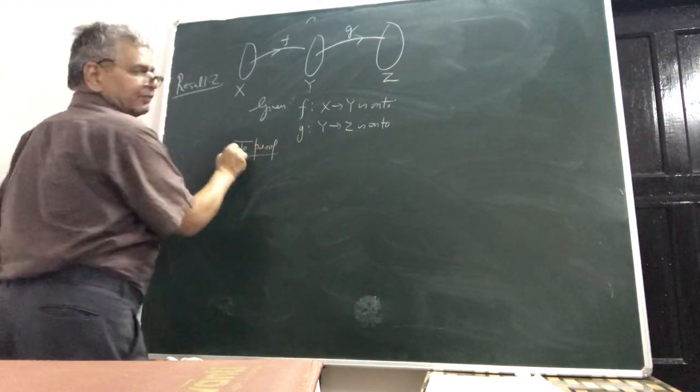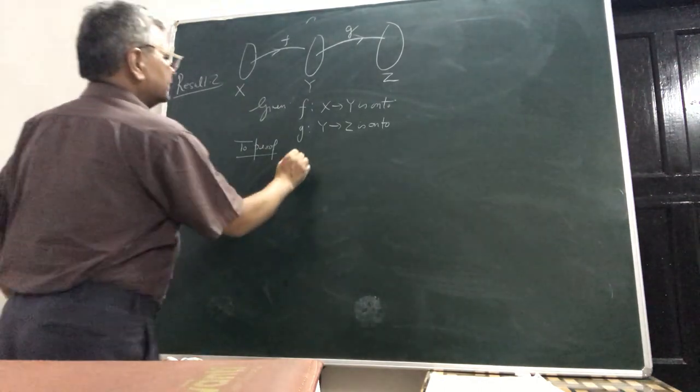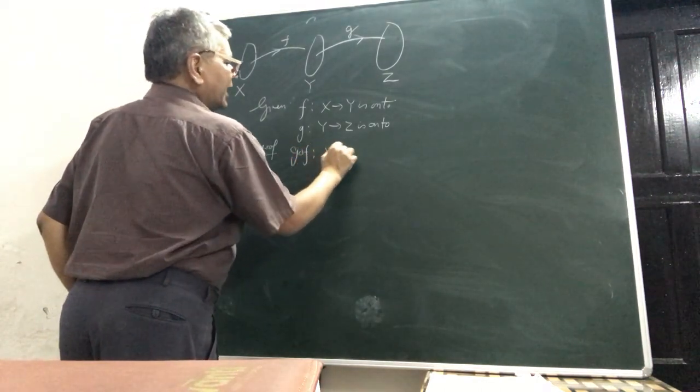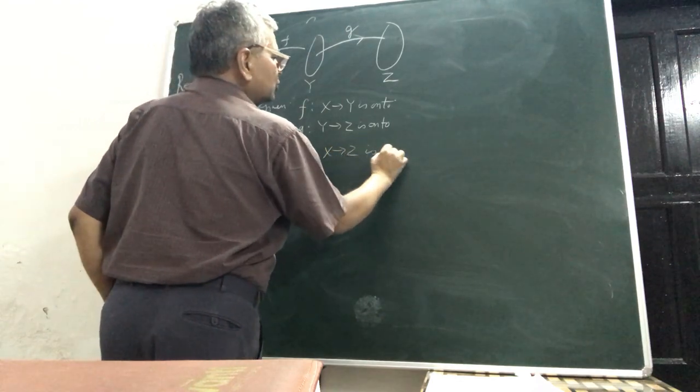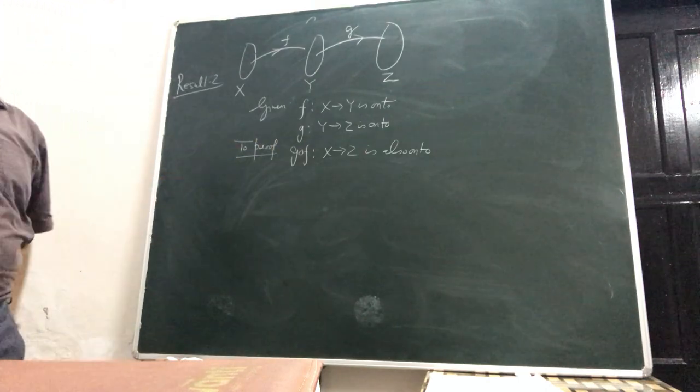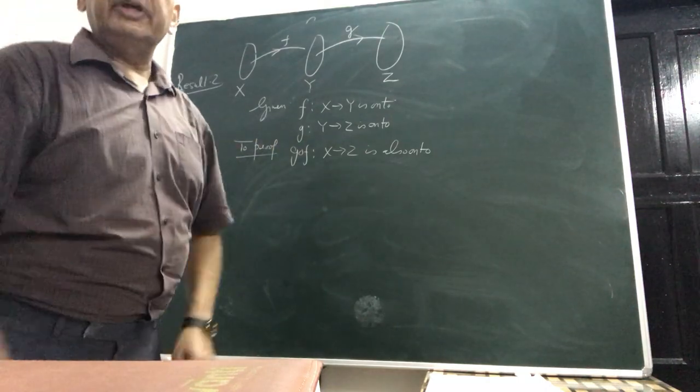This composition function, g o f, is a function from where to where? It will be from X to Z, and it is also onto. This is the result which you want to prove. Now, how to prove it?